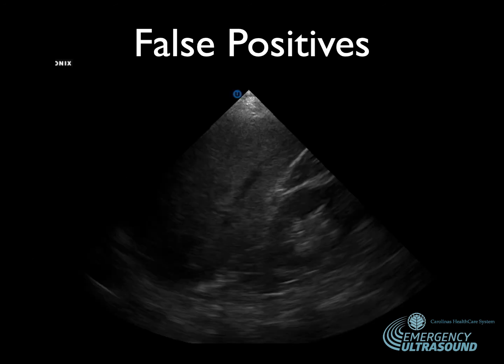So what are some false positives? Here we're seeing the double-line sign in Morison's pouch. So we're seeing it's paranephric fat that's wrapping around with your fascia plane. So we want to make sure that we're looking outside of those fascial planes that surround the kidney.